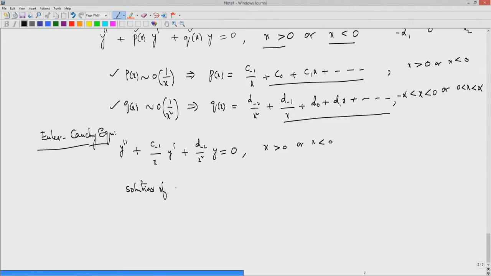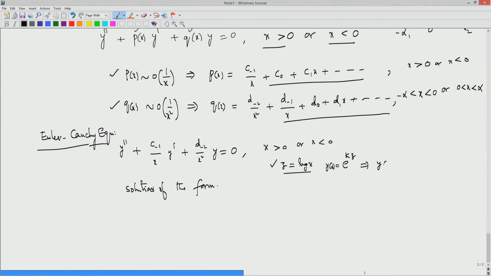So, solutions of the form we have already seen by converting x into z. So, a new independent variable z, if you bring in by the transformation z equal to log x, then e power k z are the solutions. If you use this transformation, the equation becomes an equation with constant coefficients. Then you look for solutions of the form y(z) in this form.